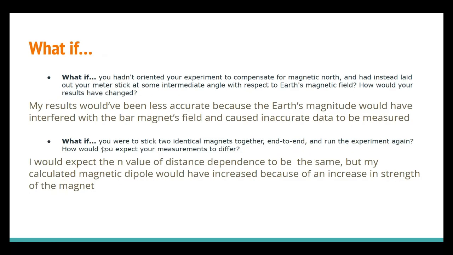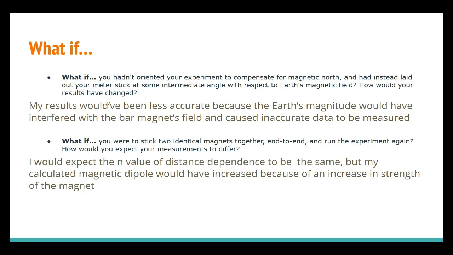Now, some what ifs. What if you had oriented your experiment to compensate for magnetic north and had instead laid out your meter stick at some intermediate angle with respect to Earth's magnetic field? How would your results have changed? Well, my results would have become less accurate because Earth's magnetic field magnitude would have interfered with the bar magnet's field and caused inaccurate data to be measured, and we'd have to use some other form of measurement to get the correct value.